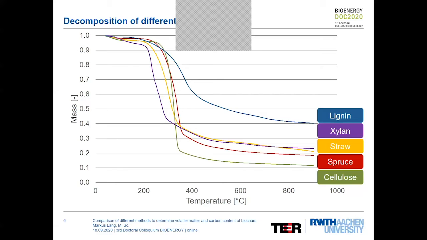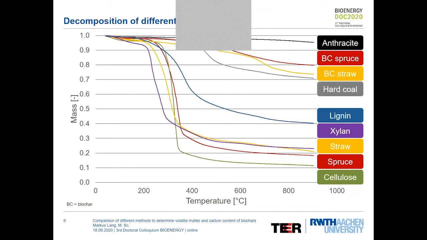If we now have a look on to biochars of the wood and also the straw, you can see that the mass loss is not so high because the biochar is processed by pyrolysis and the volatile matter content is gone for a big amount. So you have a residue mass of 80% in this case. And these two biochars are more comparable to fossil fuels. In this case, we investigated hard coal and anthracite.